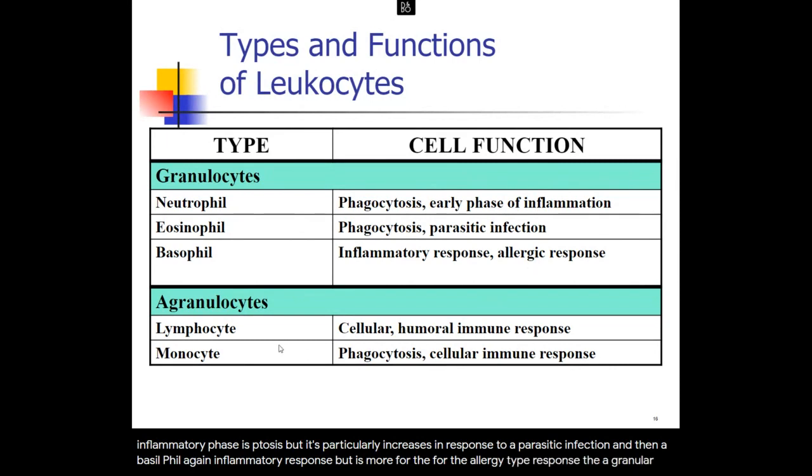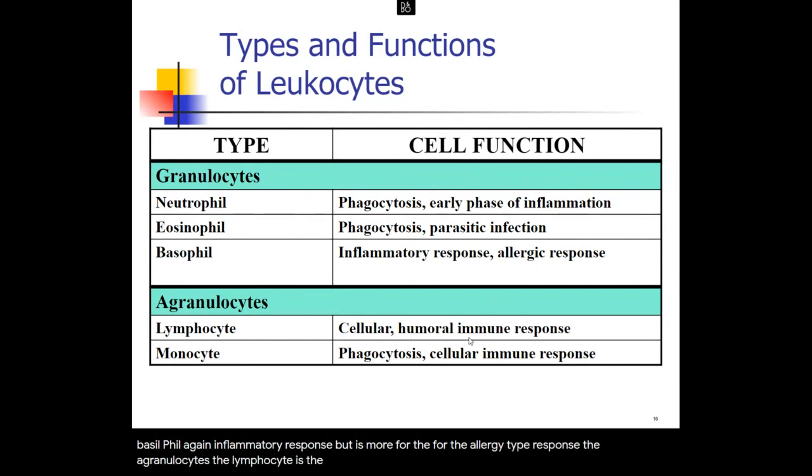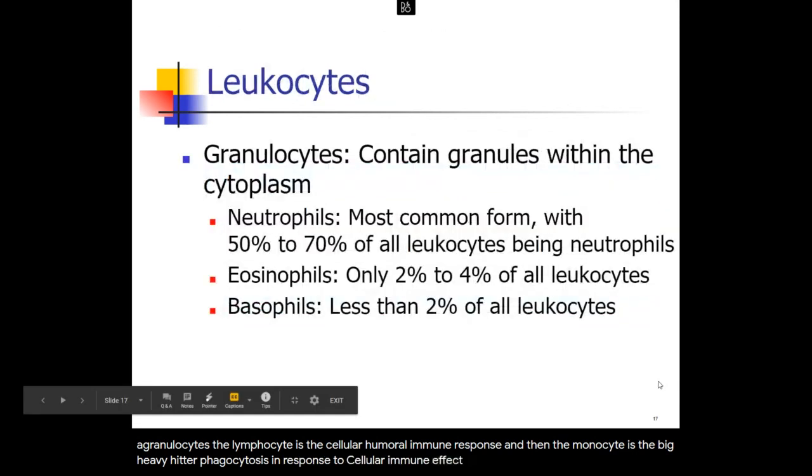The agranulocytes: the lymphocyte handles the cellular and humoral immune response, and then the monocyte is the big heavy hitter, doing phagocytosis in response to cellular immune effects.